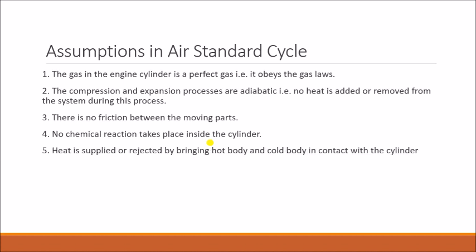Next, the fifth one: heat is supplied or rejected by bringing a hot body and a cold body in contact with the cylinder. In the sense, there will be two separate bodies, a hot body and a cold body. When you want to supply heat, the hot body is brought closer to the cylinder, and when you want to remove heat from the gas, the cold body is brought in contact with the cylinder. These are the assumptions made while finding the air standard cycle efficiency.